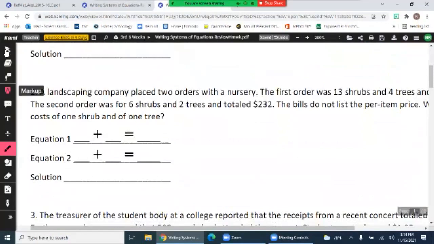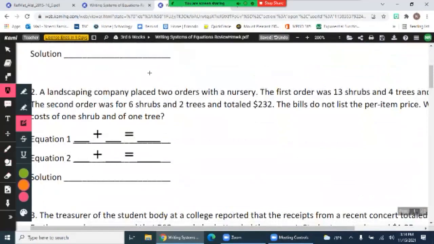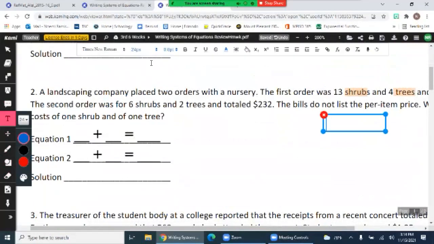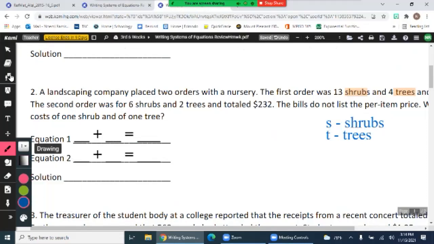Number two, so our variables are going to be our shrubs and trees. So I'm just going to type that in. S for shrubs, T for trees. Now, both of those are variables that I don't like to use because remember, S can be easily confused with a number 5, which has already happened in one of my classes, and T looks like a plus sign, but it is what it is.